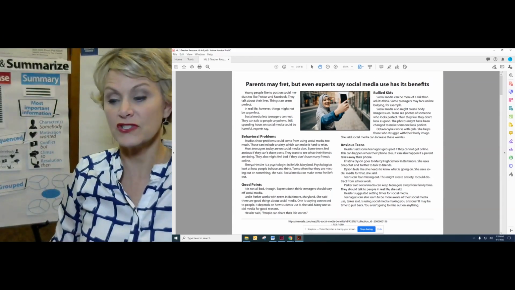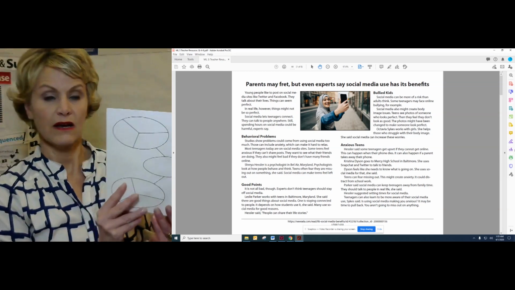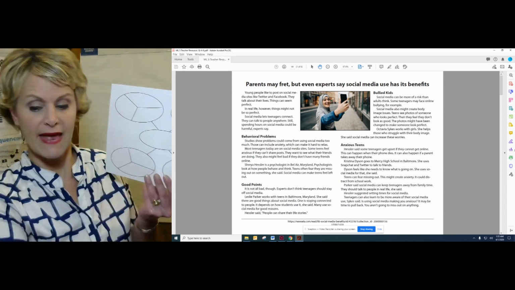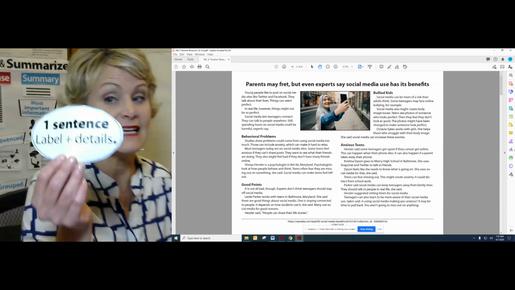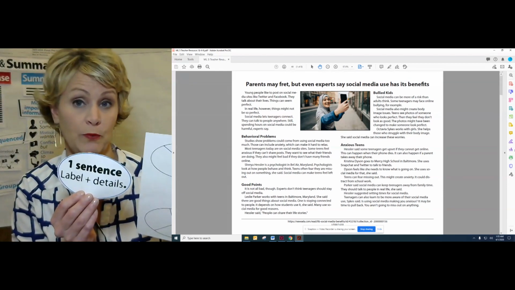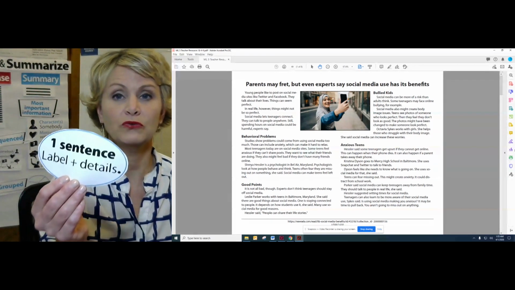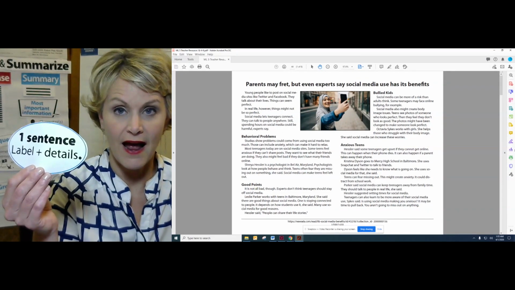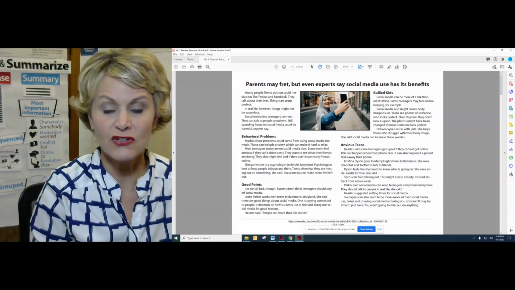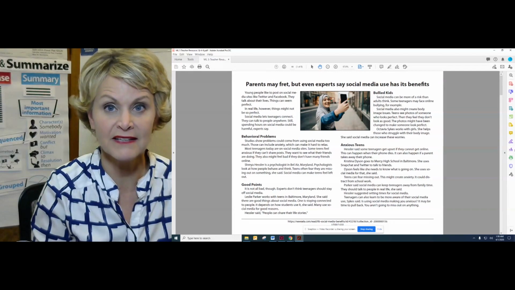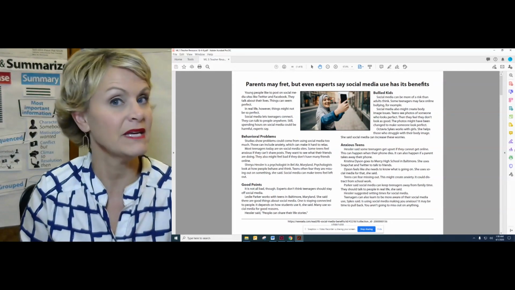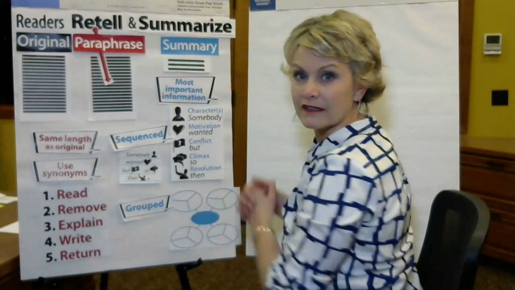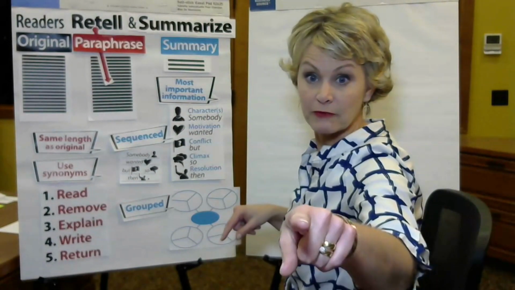And remember, each subhead was its own category on the web, its own grouping. And I just said that each oval, each grouping will only have 1 sentence written about it. We're going to summarize this whole thing in like 4 or 5 sentences, Mrs. Smeckens? Yep. Because a summary is significantly shorter than the original. And that original is long.